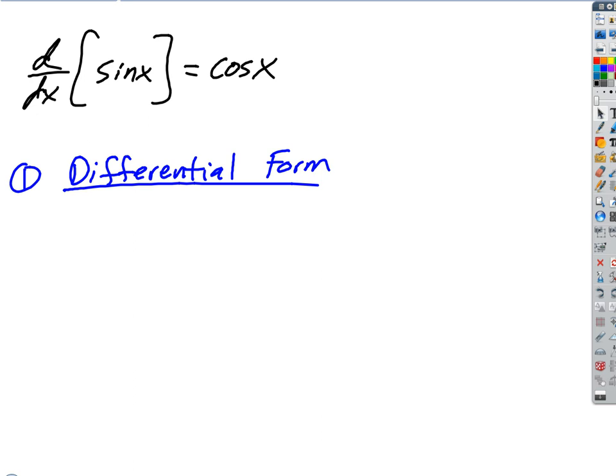Okay, so see if you can continue the streak here. How do I rewrite that in differential form? Well, the differential form is dy equals f of x times dx. Okay, so what would it be for this?